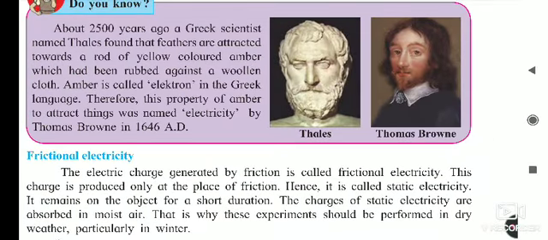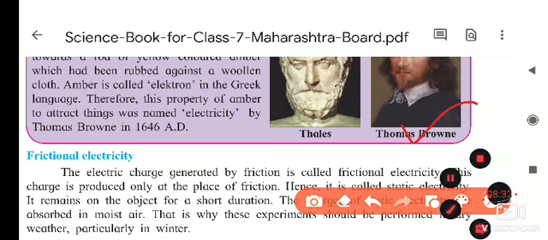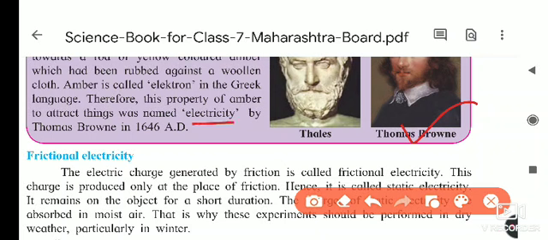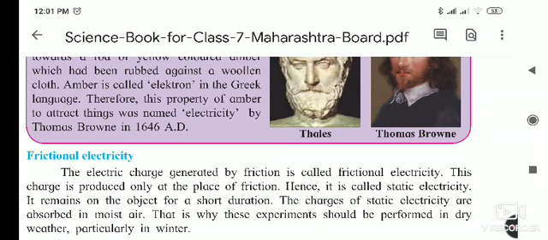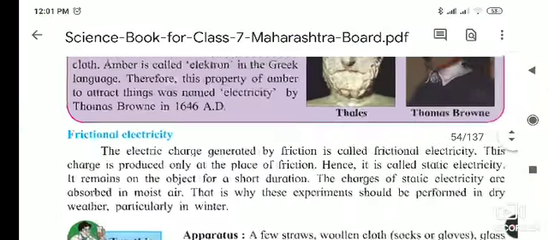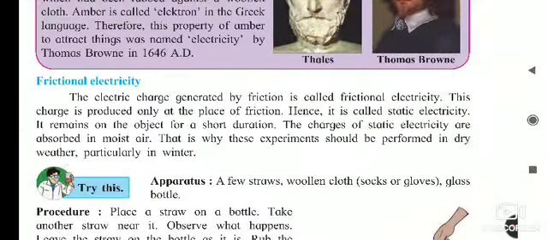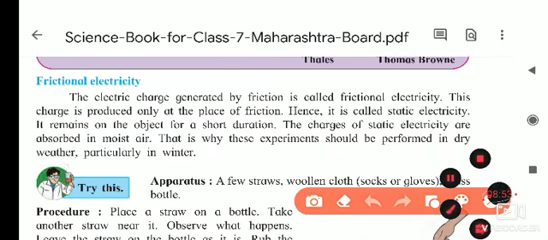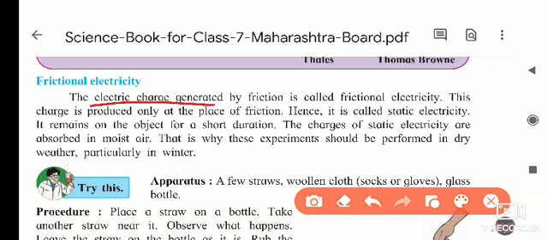Afterwards, Thomas Browne named this property of amber to attract things as electricity. It was named by Thomas Browne. Next we will see frictional electricity. Friction means, in Marathi, gharshan. So what is friction? The electric charge generated by friction is called frictional electricity.